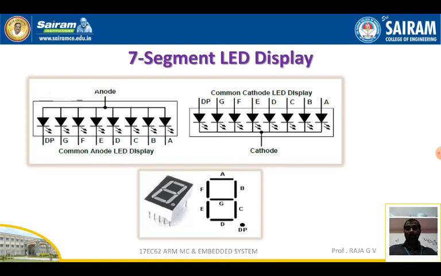This is the common anode connection, and the second one is the common cathode connection, where the cathodes are commonly connected and the anodes are connected from A to G, and the last one is the DP decimal point. In the common anode display, the anode will be connected commonly, and A to G are connected to the LED segments, and DP is the decimal point.